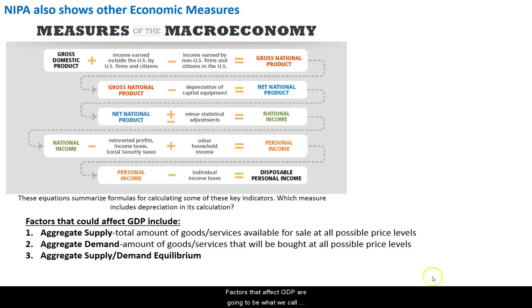Now, factors that affect GDP are going to be what we call aggregate supply and aggregate demand, what we've learned before. When supply is high, for instance, there would be no need to produce a whole lot of goods until we sell the goods we already have. So when you're looking at the aggregate supply, the total amount of goods available for sale in the country, that might actually cause us to slow down production.